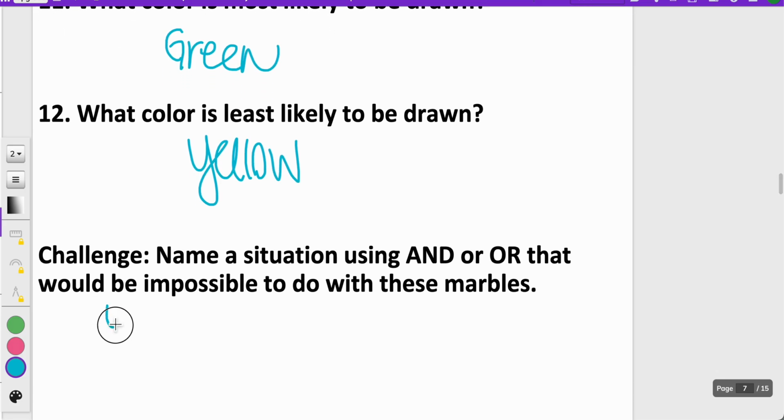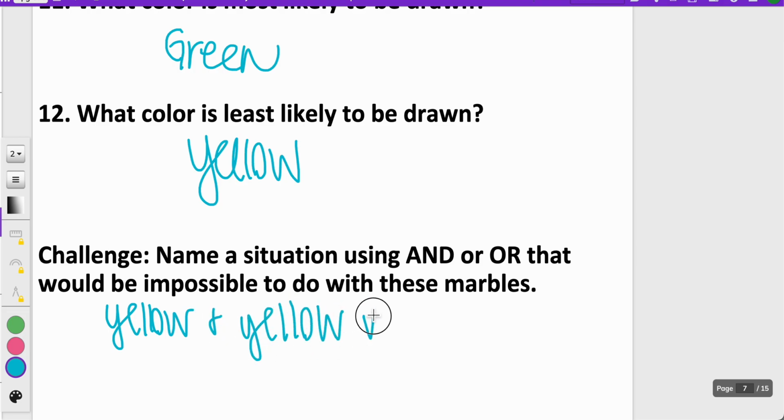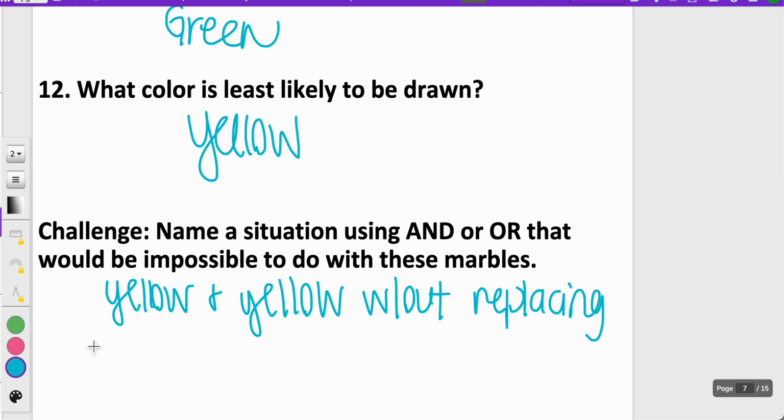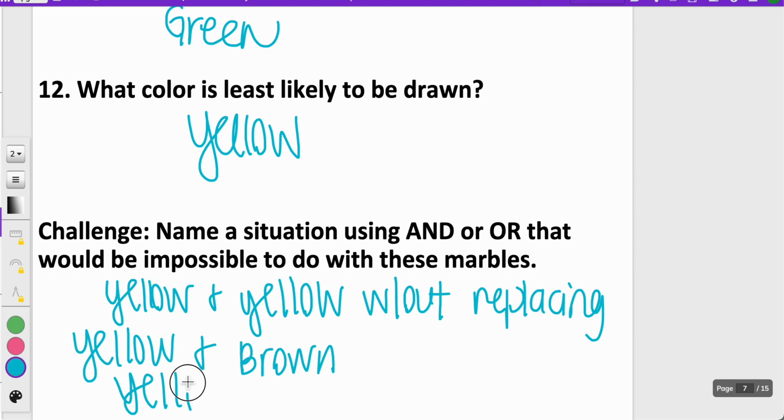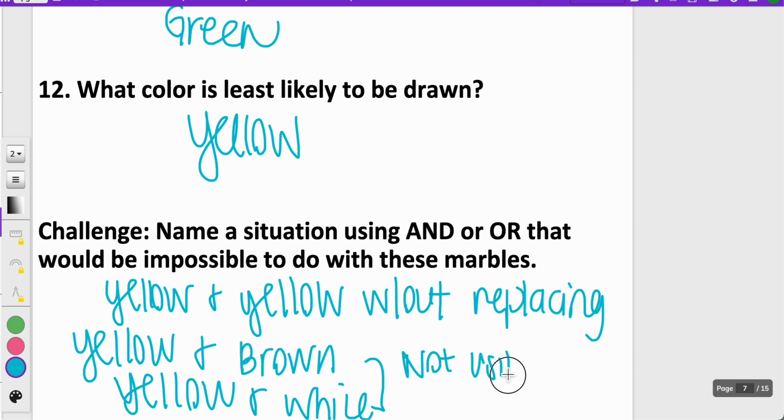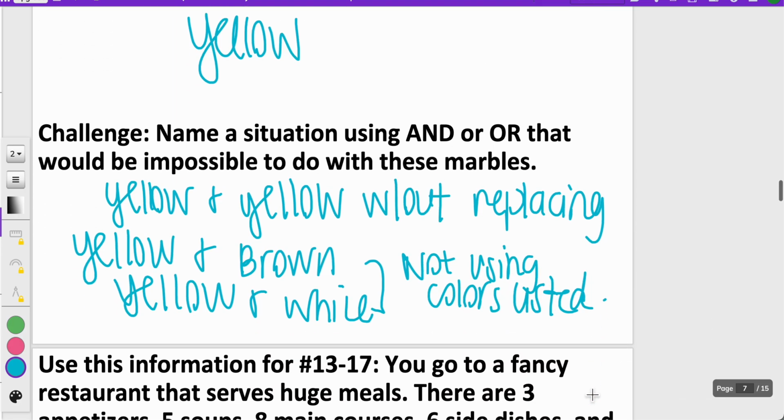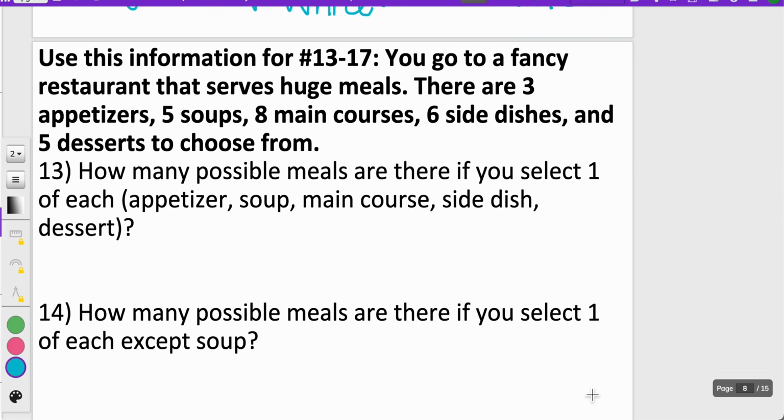So maybe if you did yellow and yellow, because there's only 1 yellow, without replacing, or anything using "and" in a color not listed. So like yellow and brown, or yellow and white. Those colors aren't there. Okay, so make sure this would be not using colors listed. Okay. All right, next little part, 13 through 17.